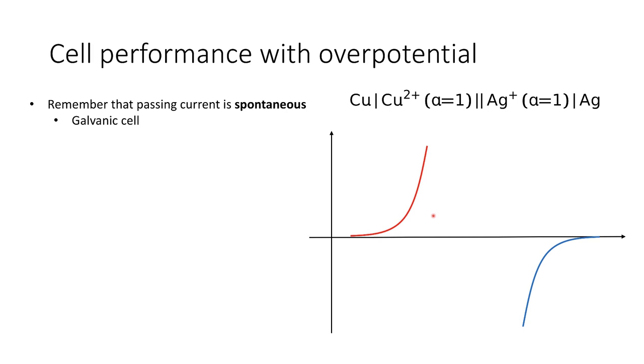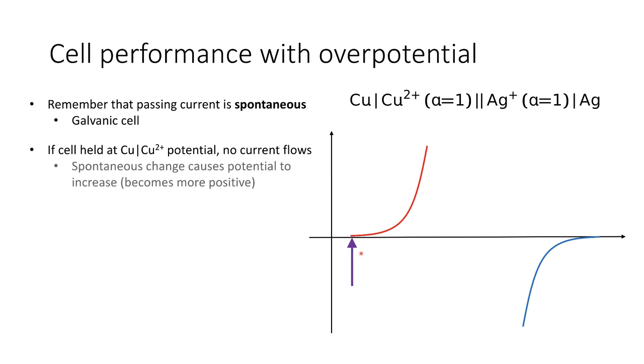If we now connect a potentiostat which allows us to control the potential on the cell, we can hold the cell at a particular potential. So let's hold the cell at the copper potential. If we do this, no current flows. This copper will be at equilibrium, no current would flow in the cell. However, if we then release that potential, if we then allow current to flow freely under the thermodynamics of the cell, the spontaneous change causes the potential to increase, to become more positive, allowing oxidation current to flow at the anode, and we establish an equilibrium position.